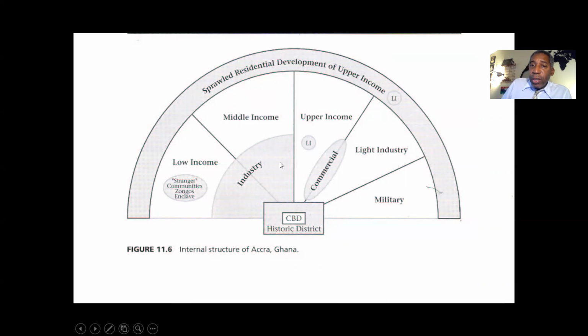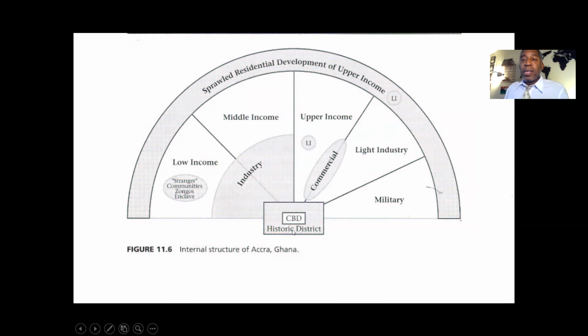One thing now, this is Accra. Accra is a relatively advanced city for much of Africa, and so they do have something similar in terms of this sprawled residential development of upper income in the suburbs, which is very much unlike most cities in the developing world. But if you remember, I believe Ghana gained its independence in 1957, and so they were ahead of the curve as far as many African countries that eventually gained independence during the 1960s.